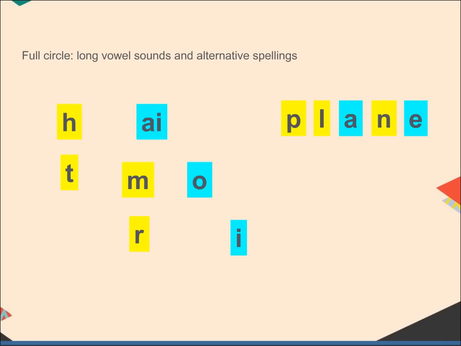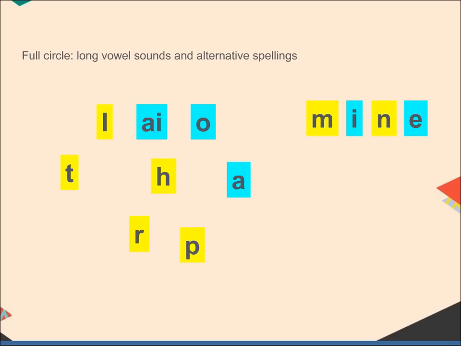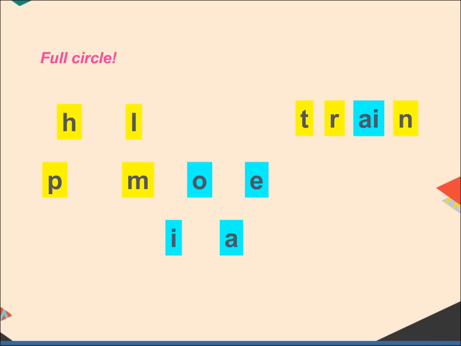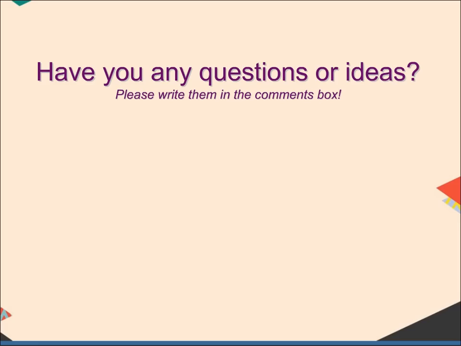And then some children will need help with this, of course. Then we go on to name, home, mine, train, and we've come full circle. So if you play this game, then the team that recognizes that they've come full circle can get an extra point. So that's just another game. And the reason I've finished on the A is because we're moving into tricky words next.